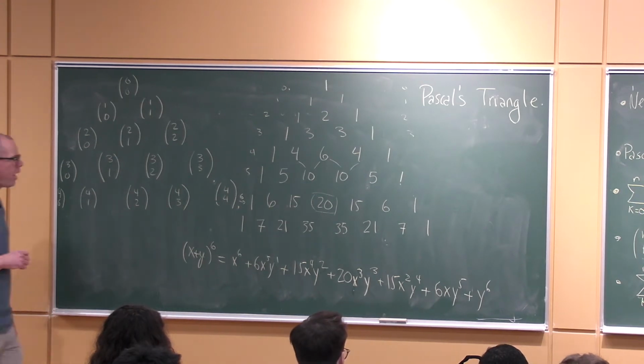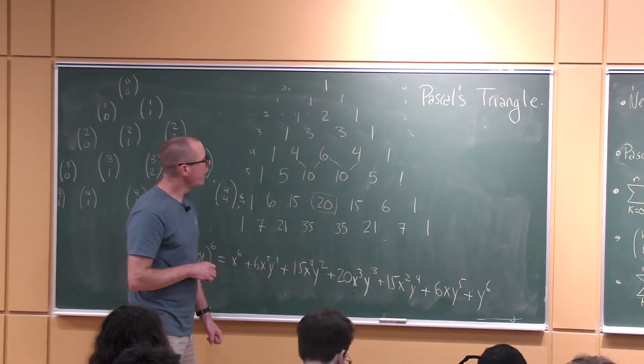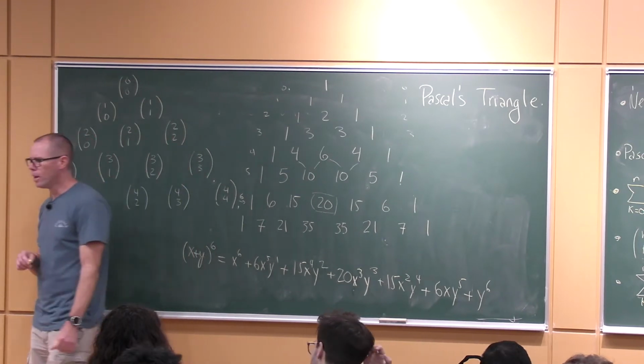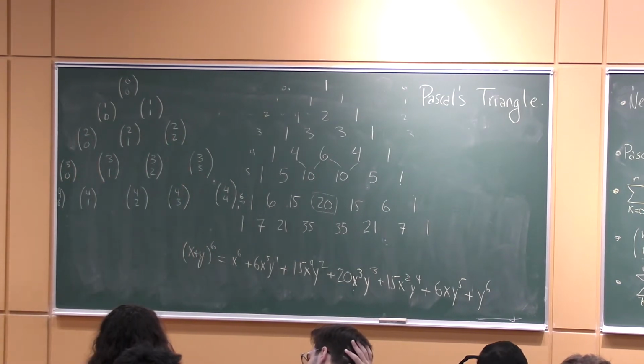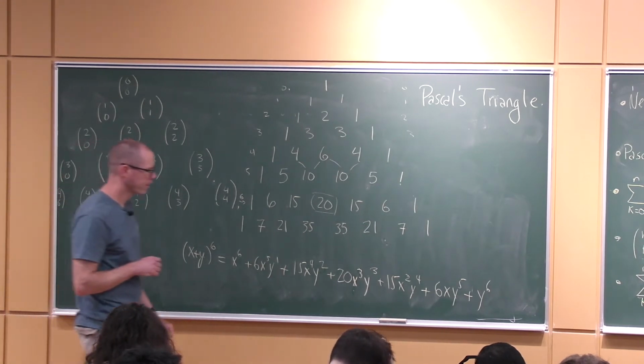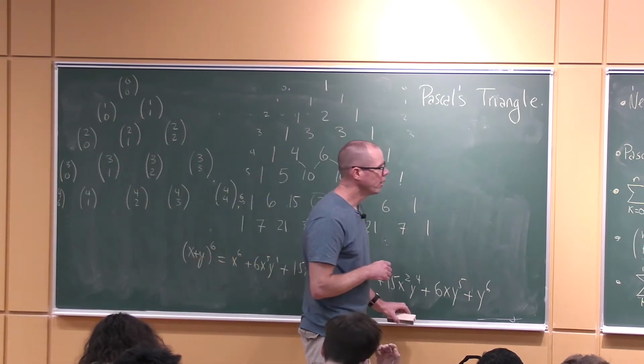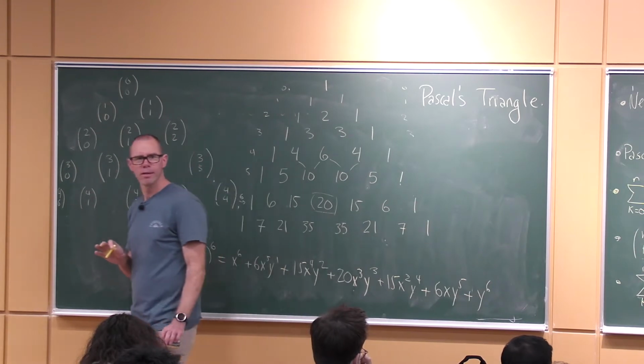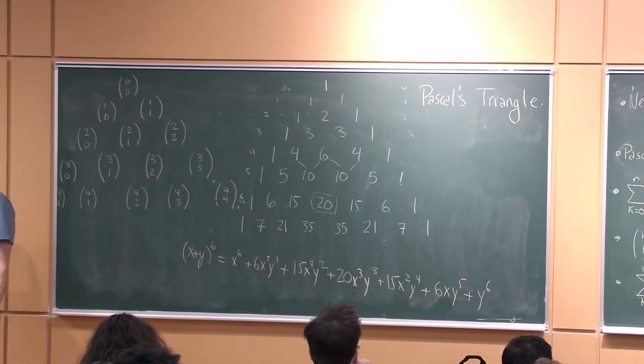Okay, and as a thought exercise to do on your own, try and interpret Vandermonde's identity in terms of this thing. See if it has a reasonable interpretation. All right. Any questions so far?